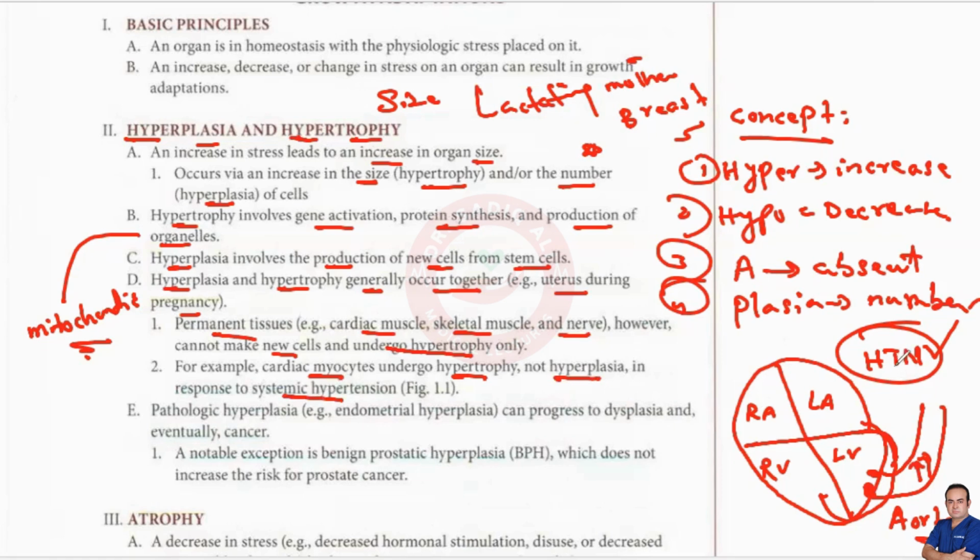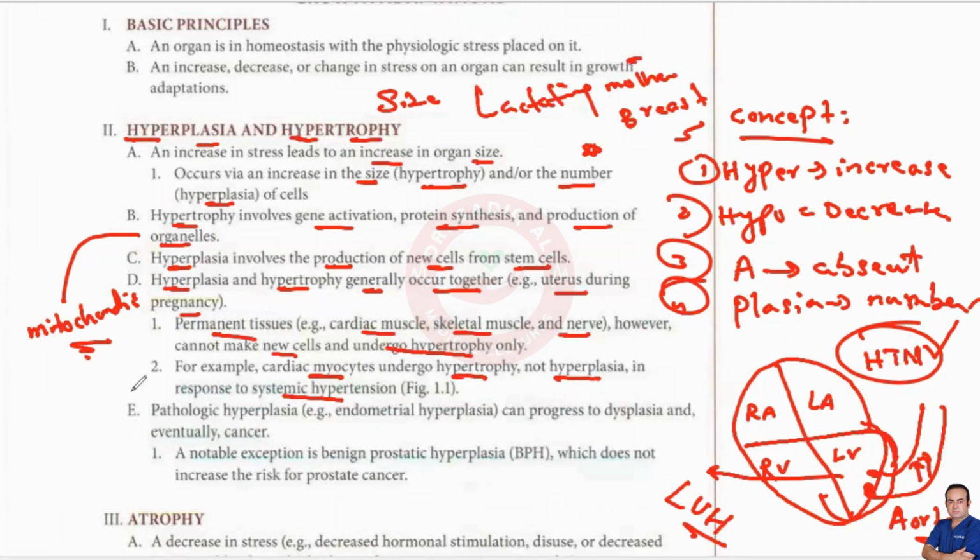Now, here we are talking about hypertension, when there is more pressure in the aorta, the left ventricle has to pump more. So this cardiac muscle undergoes an increase in size. When the muscle size in the left ventricle increases, the overall left ventricle increases, and that is left ventricle hypertrophy. So now the size of the ventricle increases, but the number remains the same.